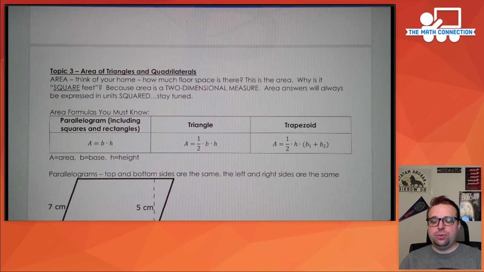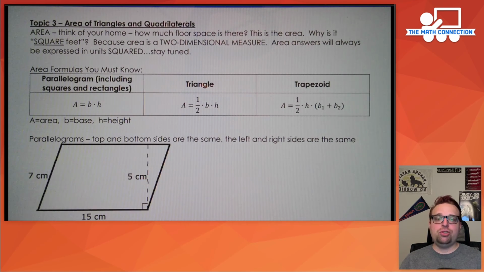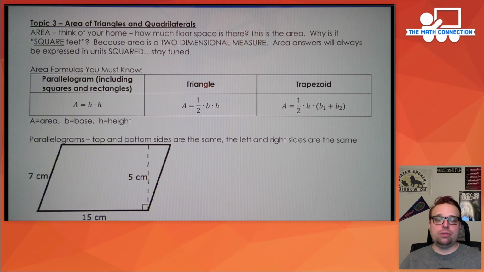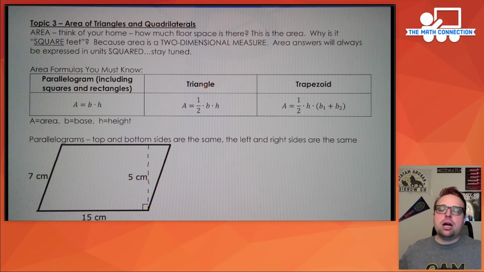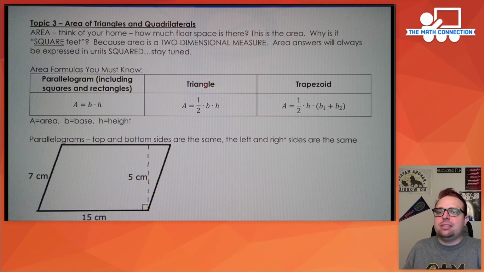Now we're going to move on to the last topic in this section, which is about area of triangles and certain quadrilaterals, okay? So we're going to talk about a parallelogram, we're going to talk about a triangle, and we're going to talk about a trapezoid, okay? And when I'm talking about the area, remember that when we're talking about two-dimensional shapes, they are flat and they take up a certain amount of space. Well, just measuring the perimeter of that doesn't really tell me how much space is covered.